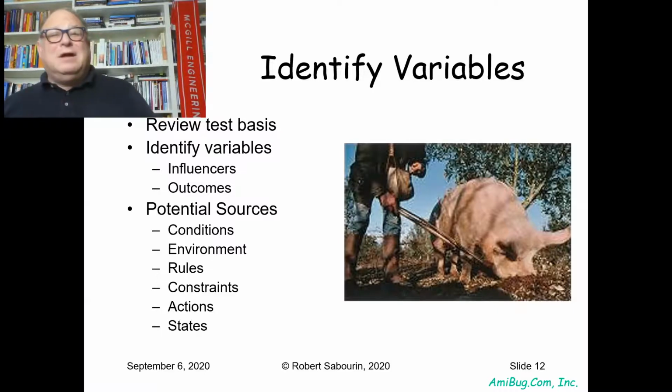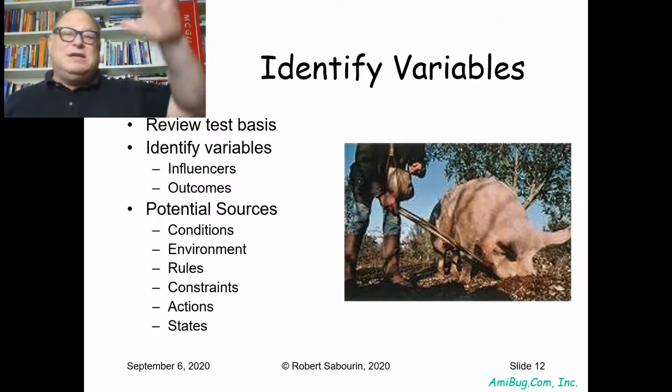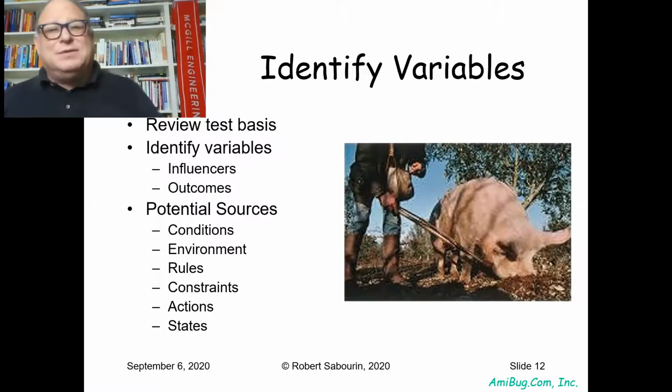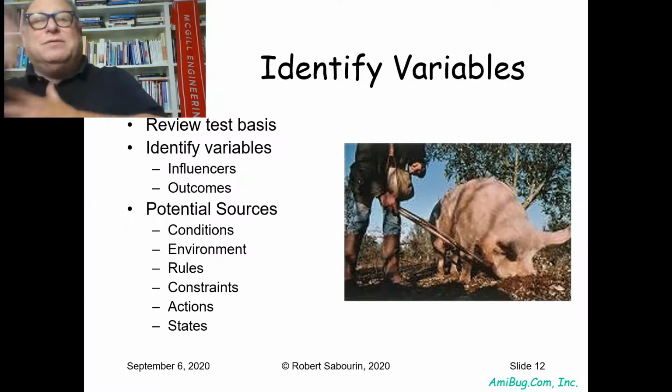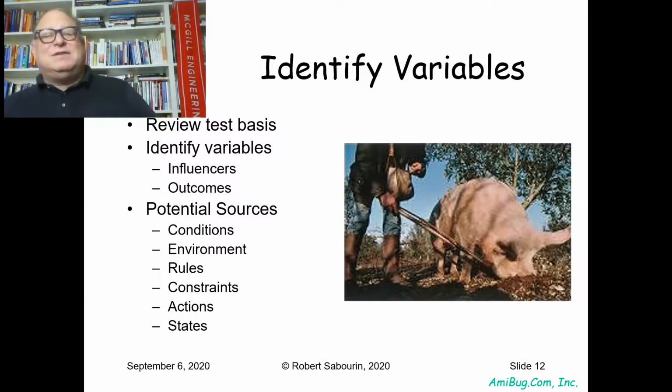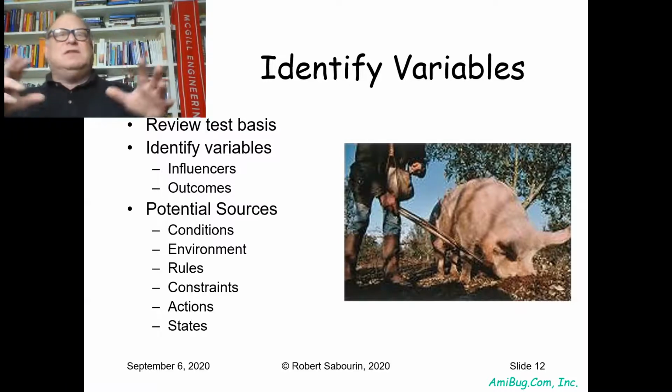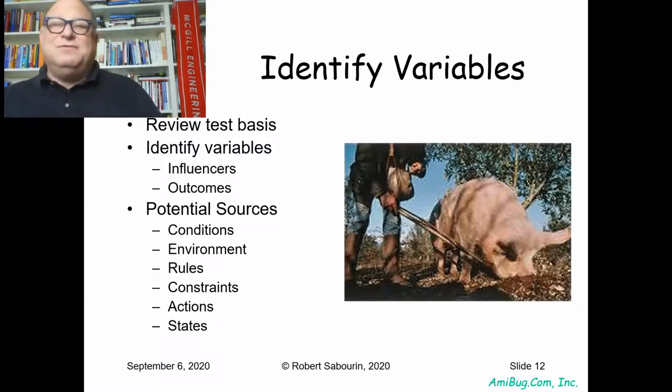Well, if we have business rules, what are the conditions of the business rules? Those are input variables. Environmental factors, what is the environment? What the operating system, for example, the version of the operating system is a variable. Rules, the relationship between conditions and options, those could be variables. Constraints, there must be this much memory in the system. That might be a variable, or it indicates a variable, points to a variable. Actions, states, all sorts of things that can change in the system can be considered as variables.